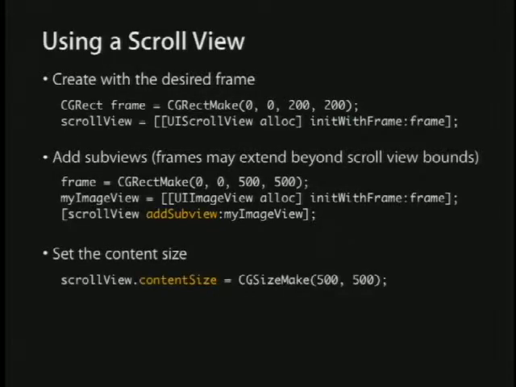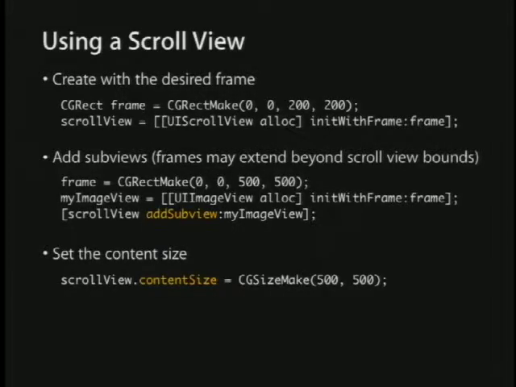And the last thing we have to do is set the content size of that scroll view. So those are the three things. Allocate the scroll view, allocate the subview and add it as a subview, and then set the content size. In this case, we're going to set the content size to the exact same size as the image view we just added. You could do more complicated things if you wanted.